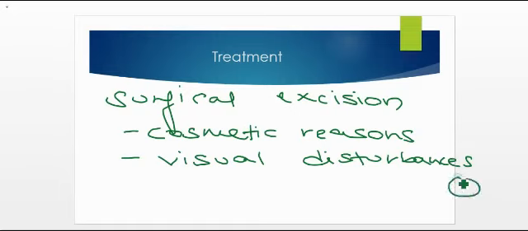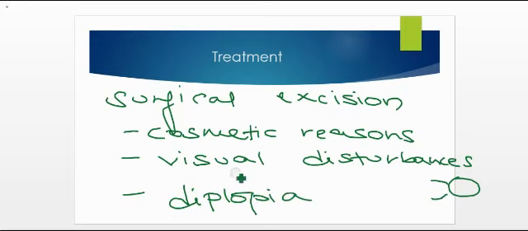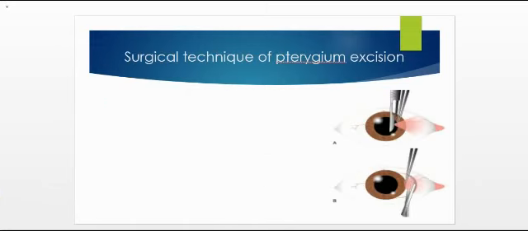Let's say this one, then you see the pterygium is growing, you see it coming here already, you perform the surgery. Don't let it get onto the pupillary region. And obviously diplopia. So basically whenever you see any of your symptoms, then you're going to perform the surgery. So we're going to look at the surgery now.